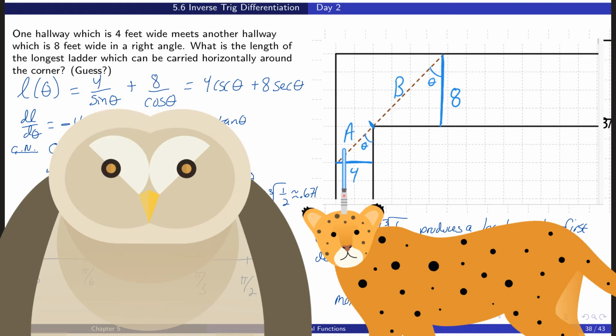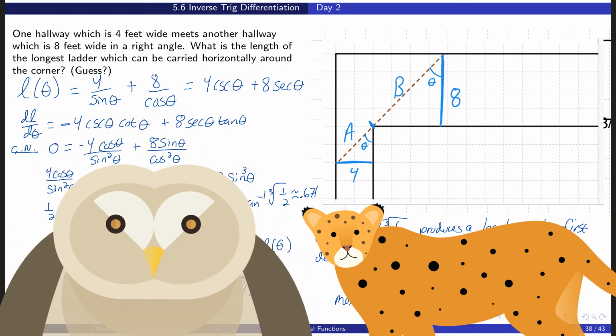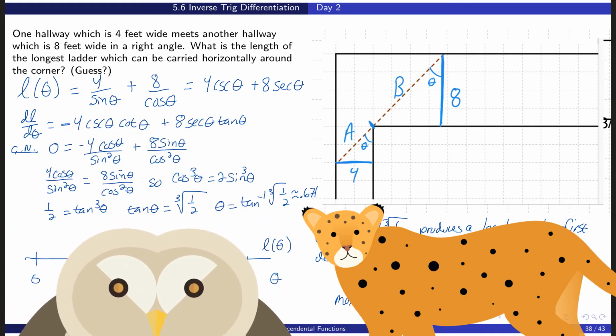Where did that come from? A is sine of theta, opposite over hypotenuse. B is cosine of theta, adjacent over hypotenuse. So 4 over sine theta plus 8 over cosine theta is A and B respectively. That turns out to be 4 cosecant theta plus 8 secant theta. We want to find the rate of change of the length with respect to the angle. So taking the derivative, dL d theta is negative 4 cosecant cotangent plus 8 secant tangent.